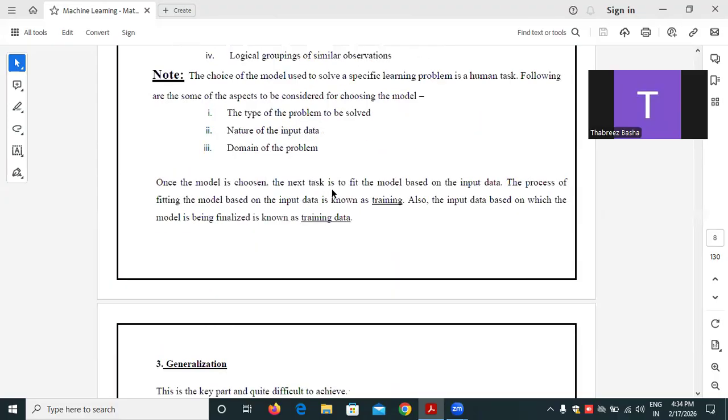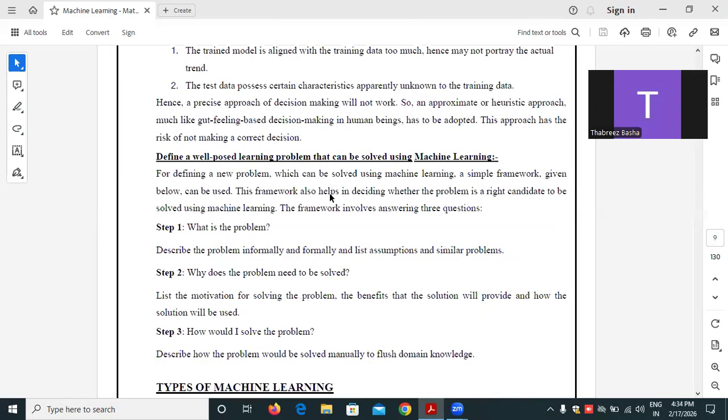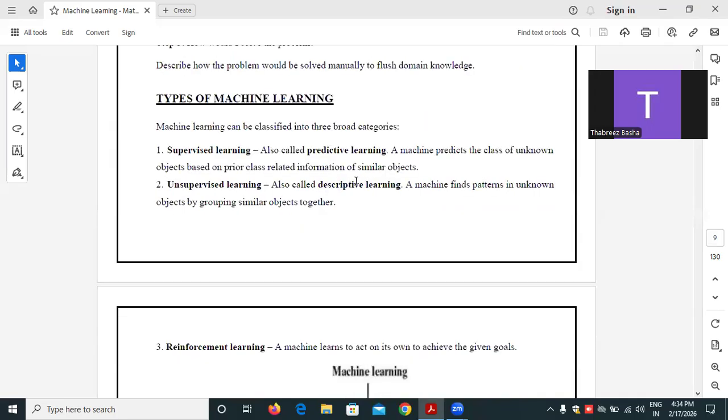Next, types of machine learning. Generally, machine learning is derived into three types. First one is supervised learning. Second one is unsupervised learning. Third one is reinforcement learning.